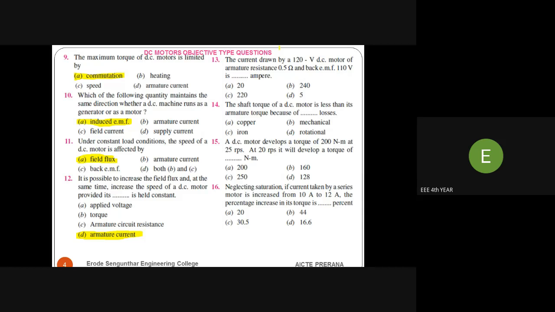Question number 13. The current drawn by a 120 volt DC motor of armature resistance 0.5 ohm and back EMF 110 volts is dash ampere. Option A, 20; option B, 240; option C, 220; option D, 5.